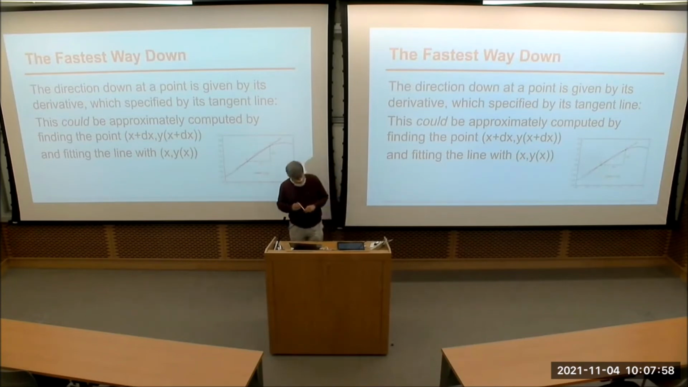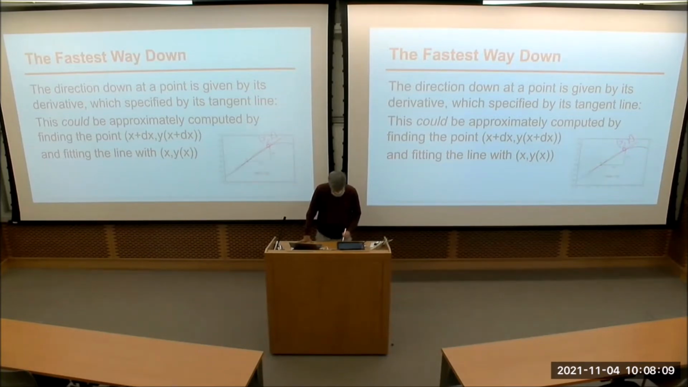So what is the idea here? If you are at a particular point x, y, how can you find which direction is down? In 2 dimensions, if you have a convex function in 2 dimensions, there's only 2 directions you can go. You can go up or you can go down. How do you know which one of these is down?